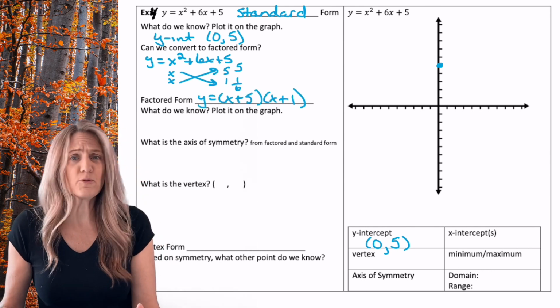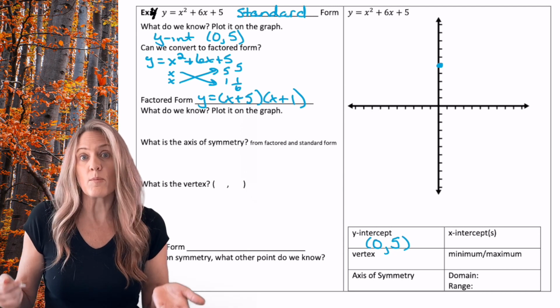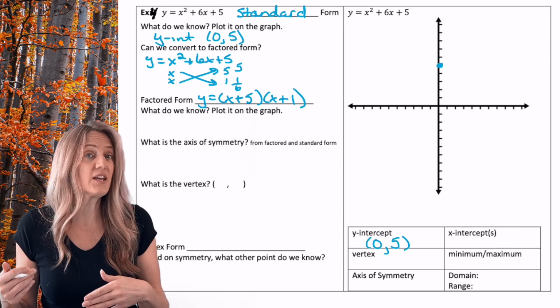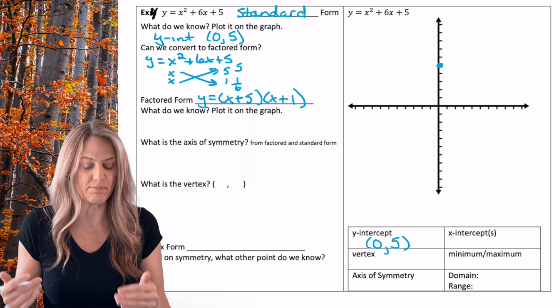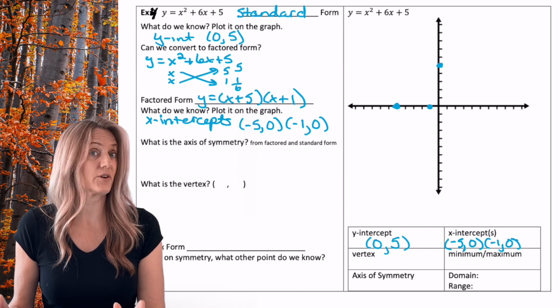Here we go, y equals (x plus 5)(x plus 1), which of course, now that we're in factored form, what do we know? Go for it. You should be pausing along in this video anytime you think you know the next step. We already know a ton, but we always need to get the vertex for each parabola.